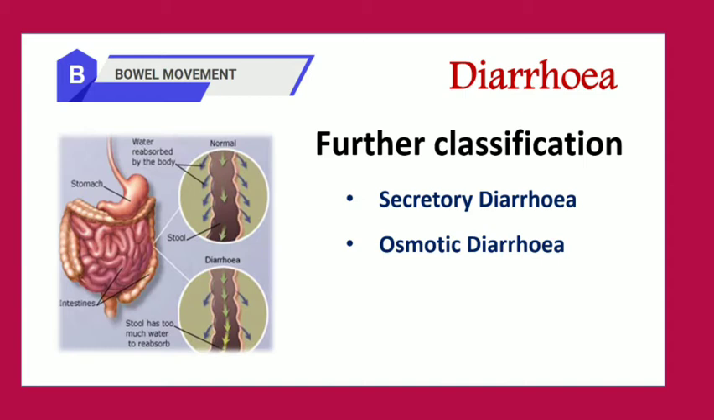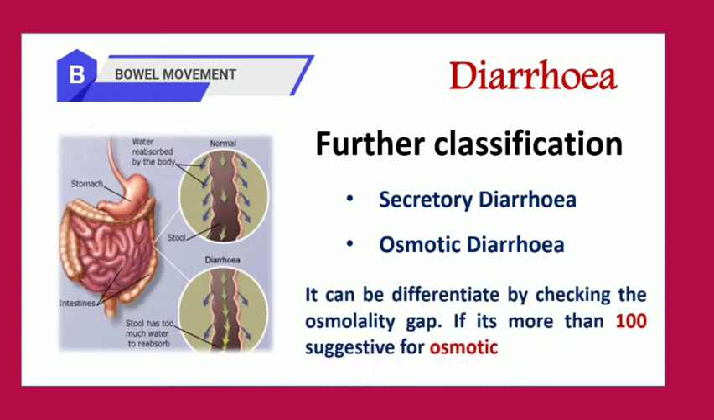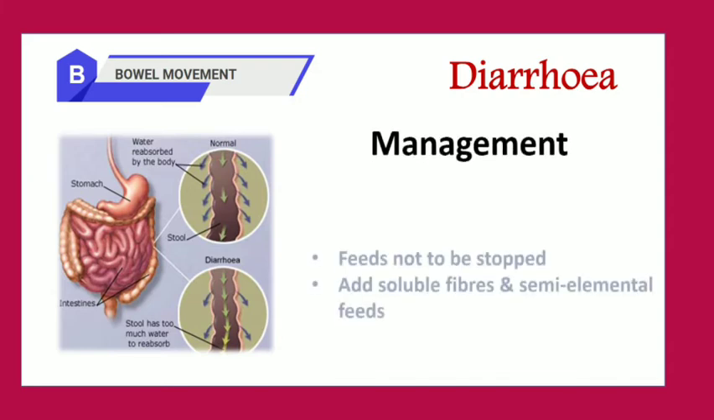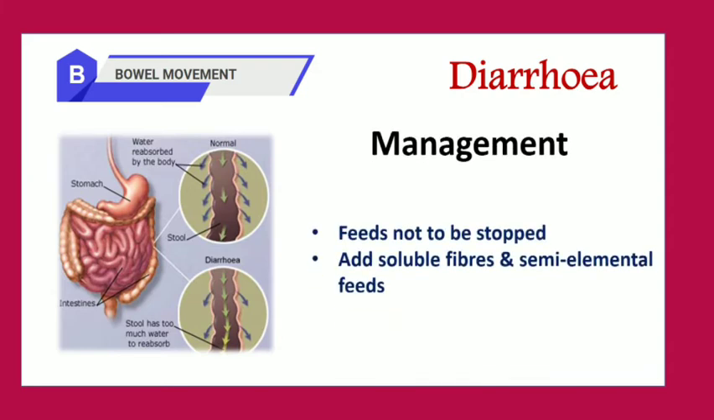The test used to differentiate between the two is the stool osmolar gap. It is the difference between measured and calculated stool osmolality. If the difference is more than 100, it is suggestive of osmotic diarrhea. Management: feeds not to be stopped. Instead, add soluble fibers and semi-elemental feeds.